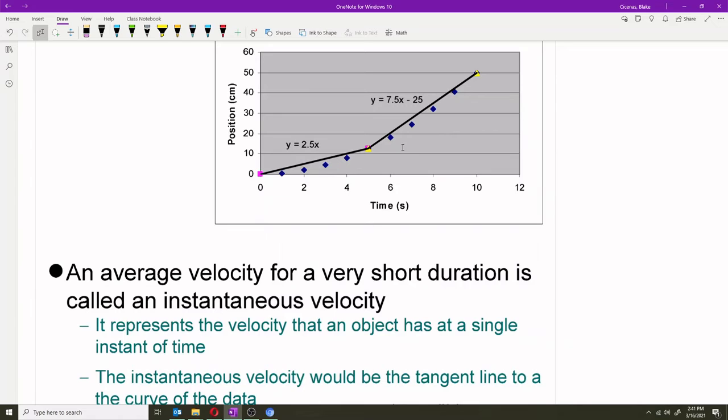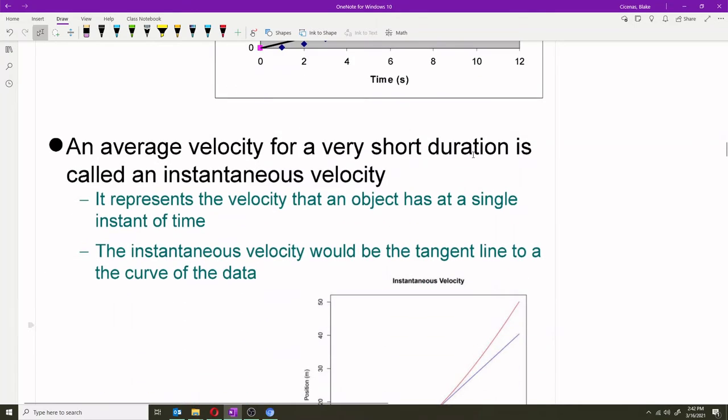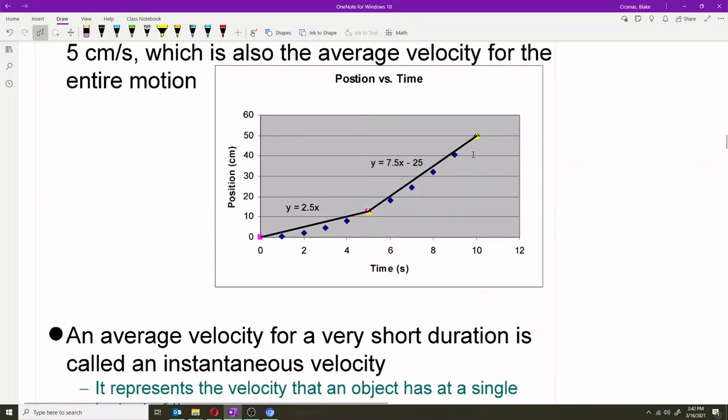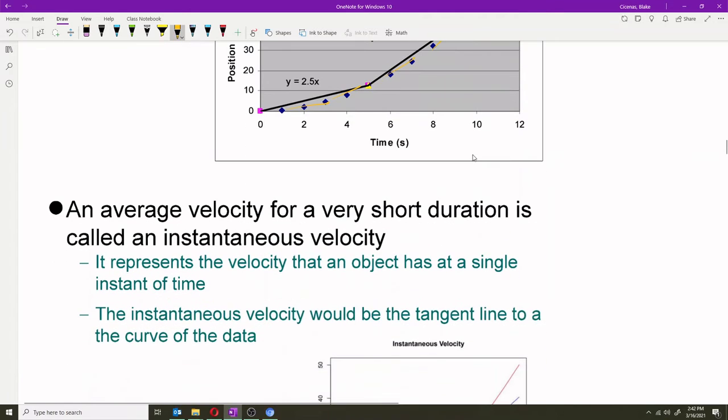I now can safely say, okay, it was moving around an average velocity of 2.5 centimeters a second the first 5 seconds and 7.5 the last 5 seconds. So you can get a more accurate detail of what's going on. And as I said, an average velocity for a very short duration, let's say we just kept breaking it up into chunks. I broke this up in half. And so I would do these 3 points, and then those points, and then those points, and those points. You get smaller and smaller until you're finding what's called the instantaneous velocity.